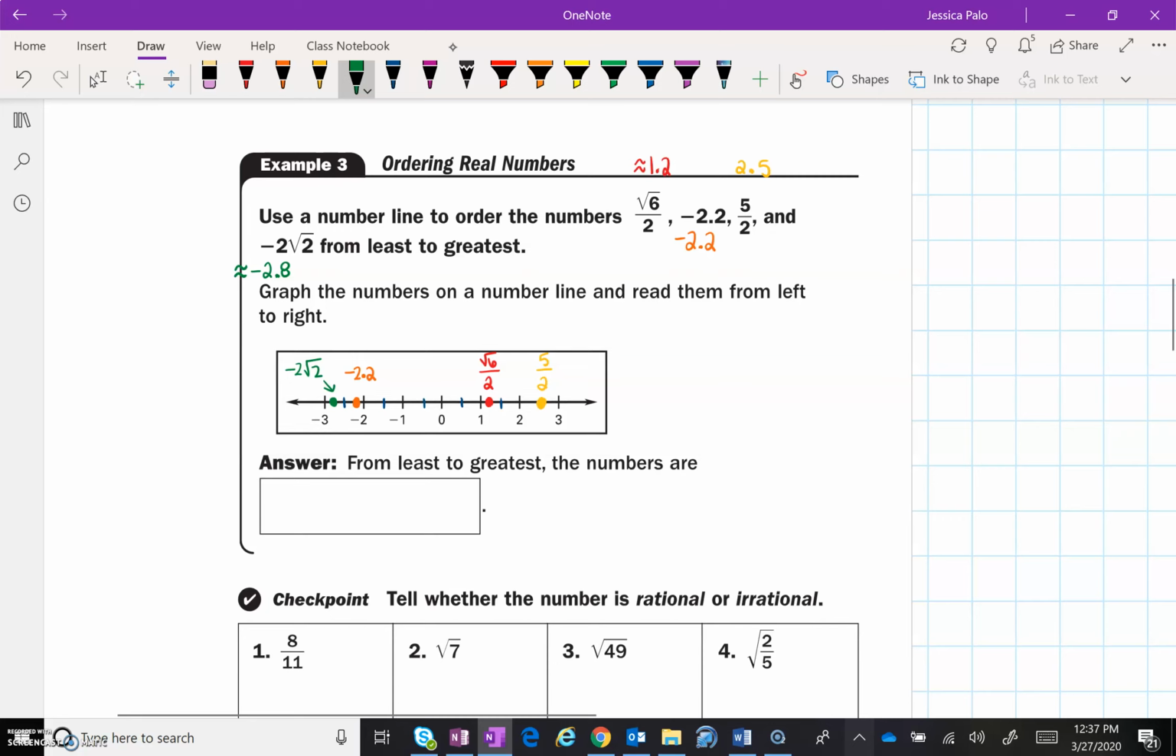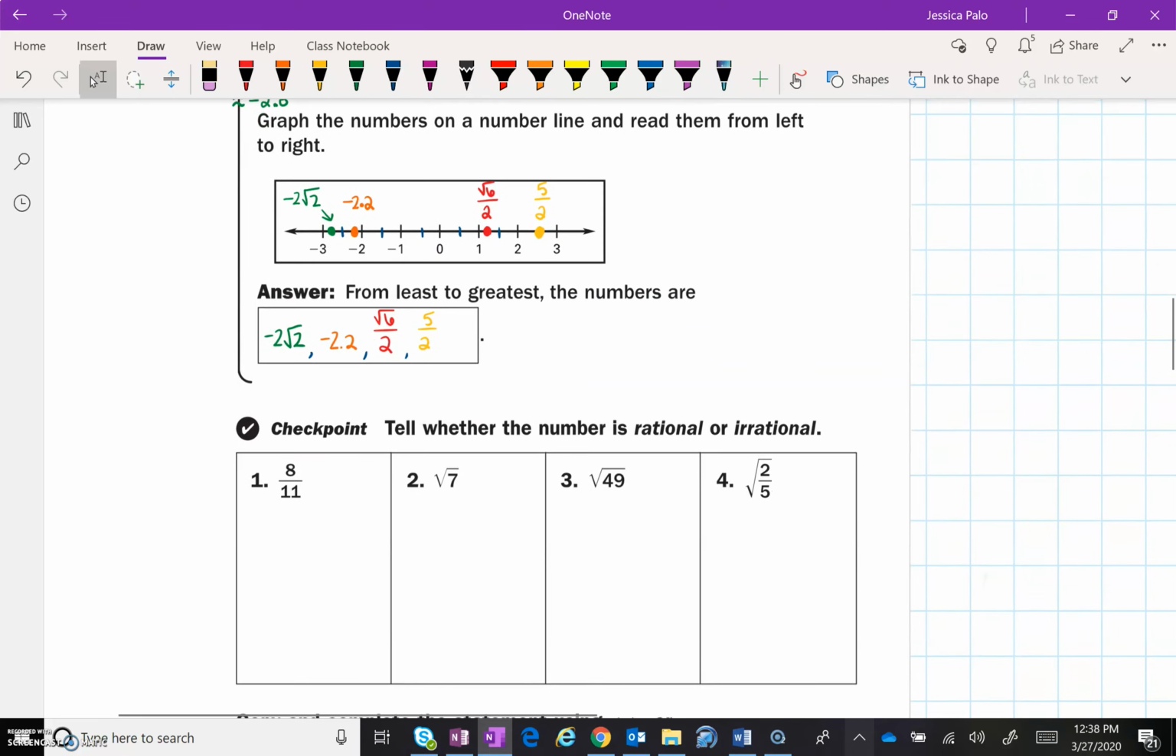So now that these numbers are on the number line, we can see which order they go in. So we are going to write them in a list from least to greatest. So negative to positive. And there you have it. Our numbers in order from least to greatest. 2 of them are irrational and 2 of them are rational. But they all can be found on a number line.